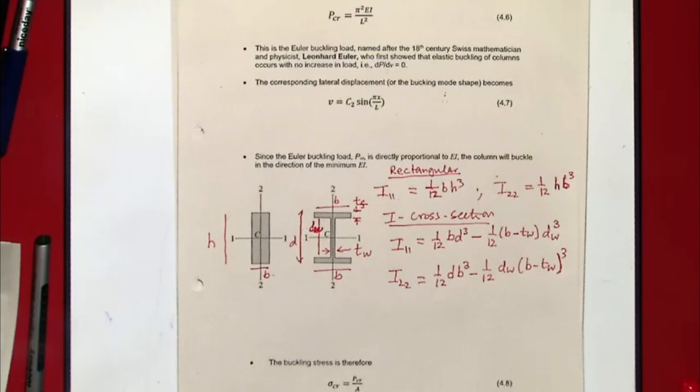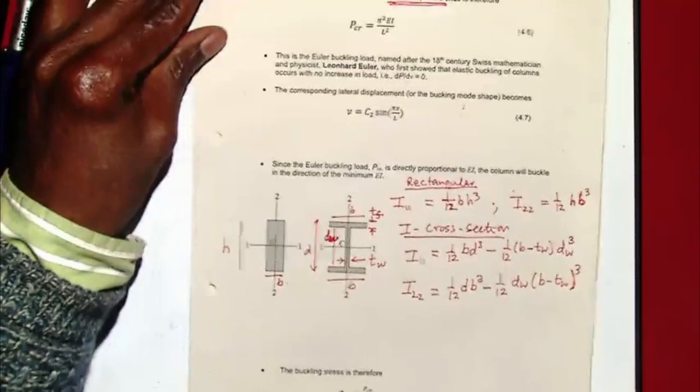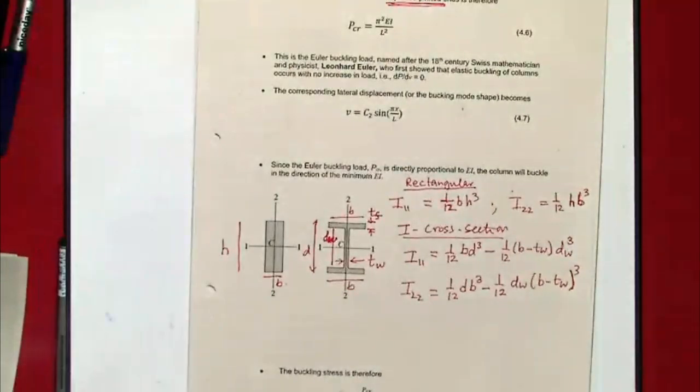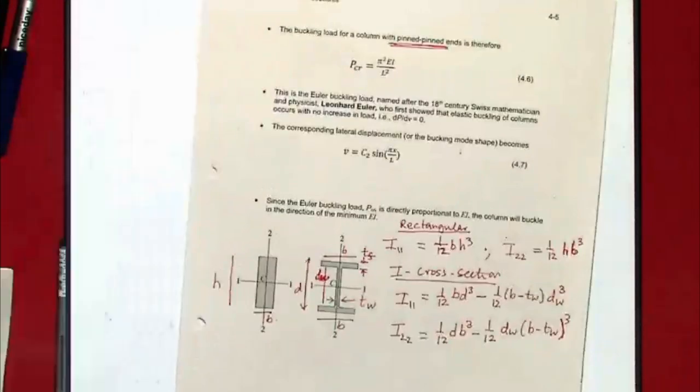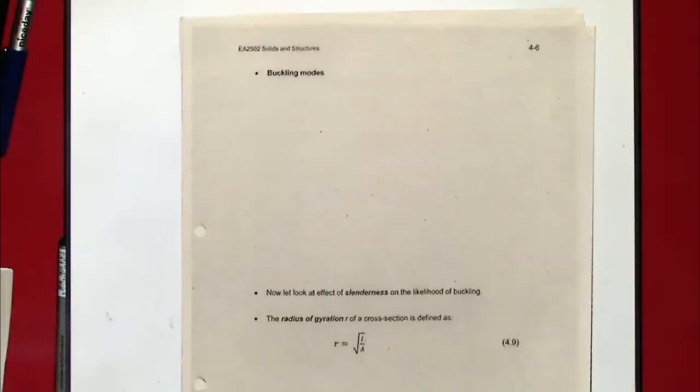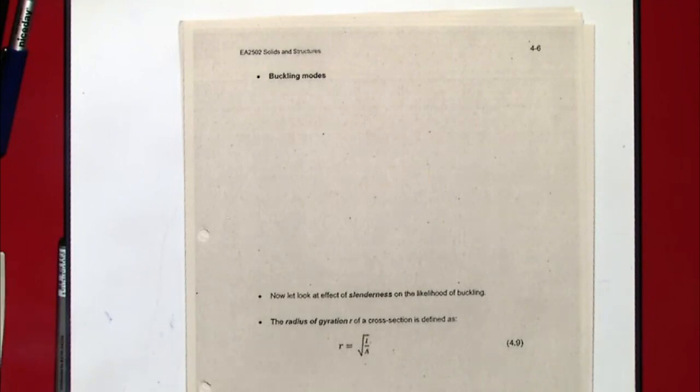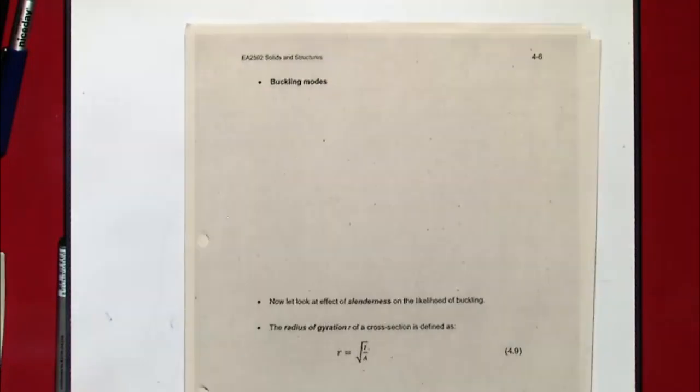Sometimes you might have a structure that is fixed, built in at the base and pinned at the top, or fixed at both ends. So now we have to do the same thing and look at what if my structure is fixed at the base, but pinned at the top. Before we do that, I want to show a rough sketch of what the deformation mode will look like for a pinned structure. So let's look at that.